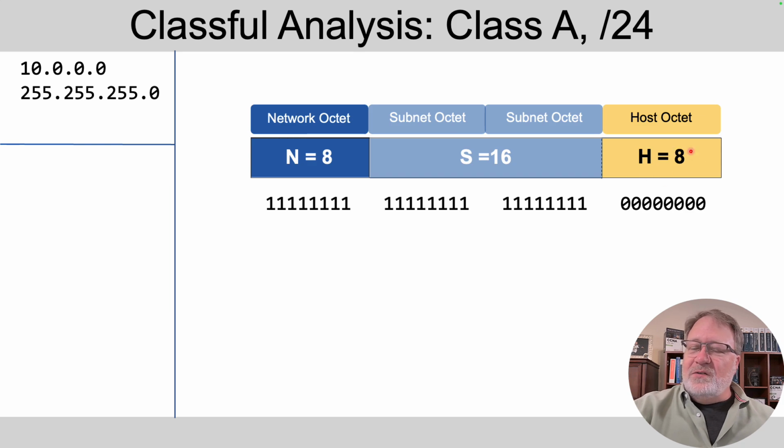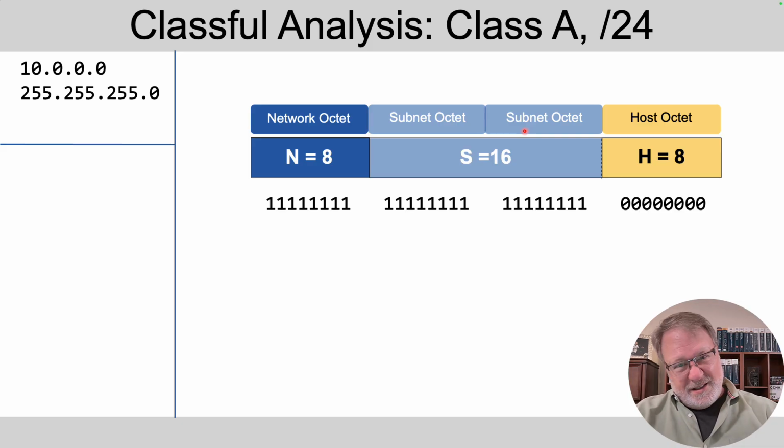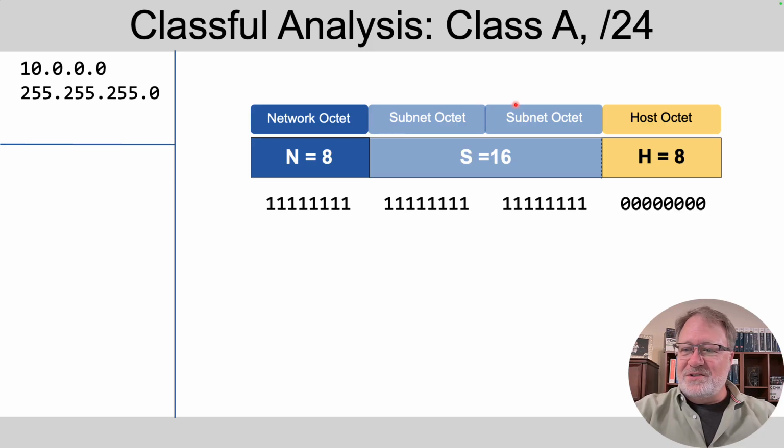all 8 bits in the 4th octet are host bits, but the 16 bits in the 2nd and 3rd octets combined are subnet bits. So the 2nd and 3rd octet are going to be subnet octets. So we're going to have to expand our thinking and what our process tells us to do in terms of having 2 separate subnet octets. So that's what I'll talk through with you in the 3 examples. But first, let's talk about these same ideas in the context of Class B networks.